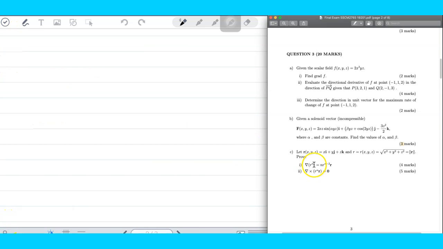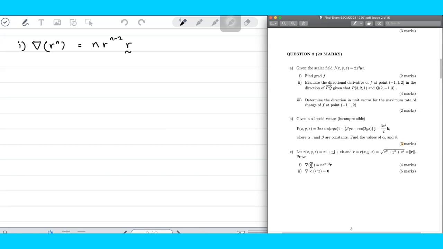I want to show how, from the left, you get the right. So what is the information that we have? For the first question, we have to show that the gradient of r to the power of n, where r is a scalar function, is n r to the power of n minus 2 multiplied by the vector r. So how can you get the right side?